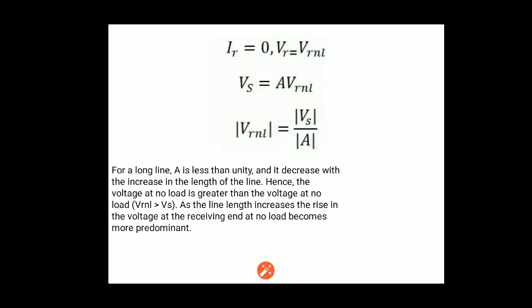As the line length increases, the rise in the voltage at the receiving end at no load becomes more predominant. This means the Ferranti effect also depends on the length of the conductor, and it depends on the voltage level.